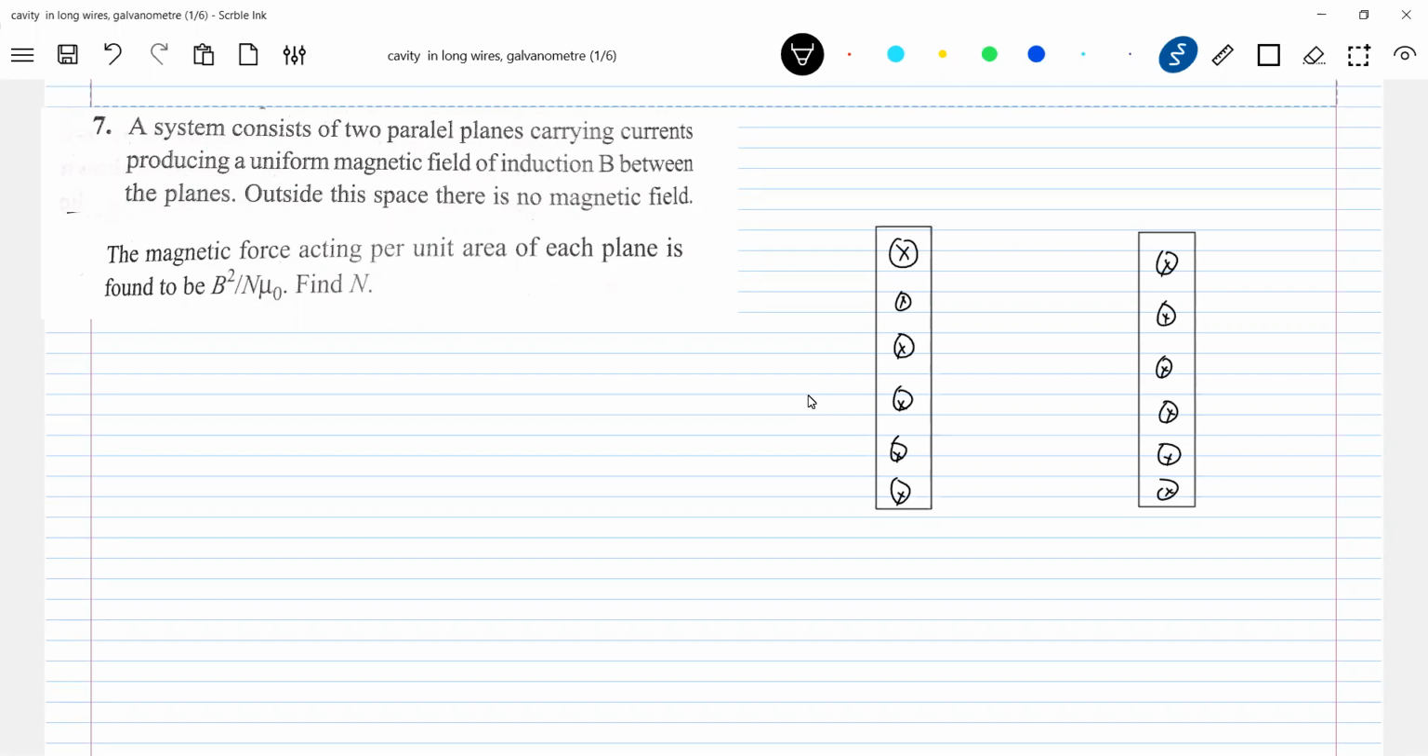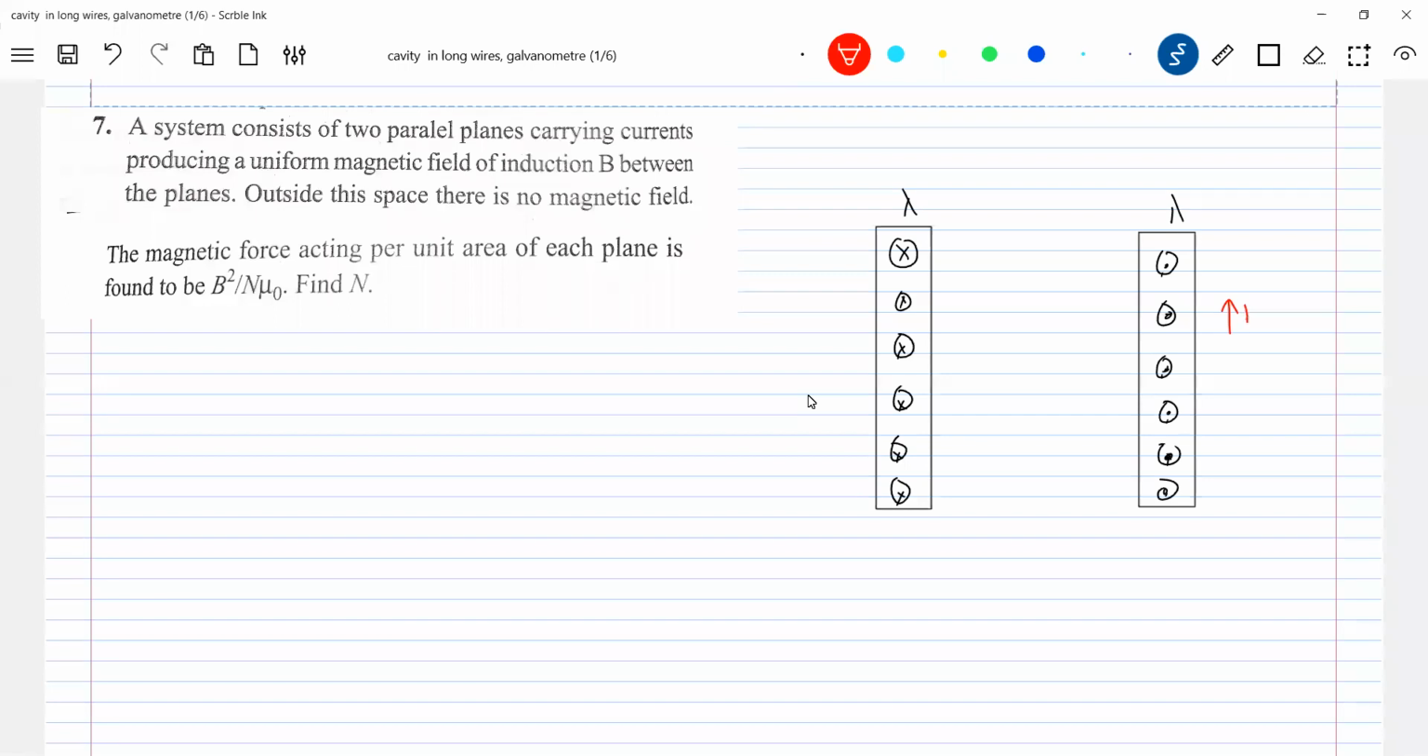Now let lambda be the current per unit width. We'll assume lambda or J, anything you can assume. So let me assume lambda is the current per unit width, directed out of the plane. So what is the field produced by this? The field produced by this will be here.